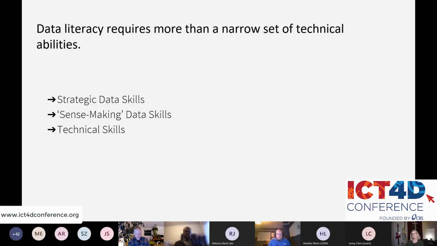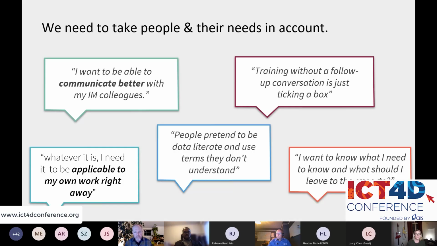The sense-making data skills are some of my favorites, and these are the abilities to translate complex technical exercises for decision makers who can use that evidence to make data-informed decisions. And finally, there's a set of technical skills. More and more we've seen the need to not just focus on building those technical skills, but also to build these strategic data skills and the sense-making data skills as well.